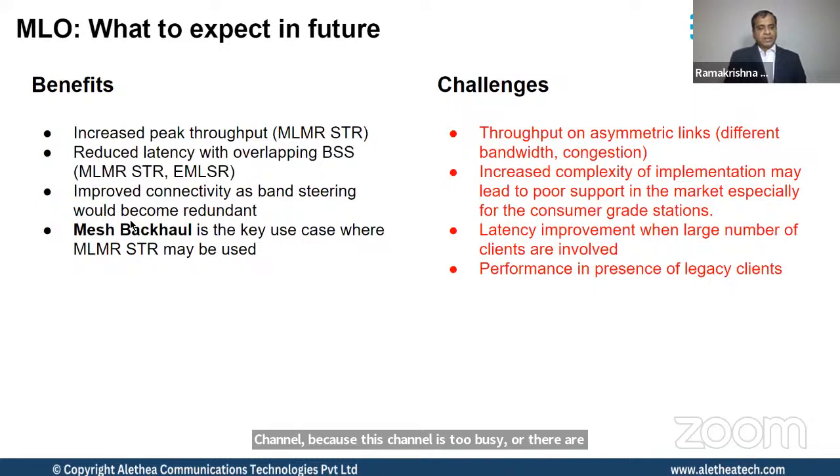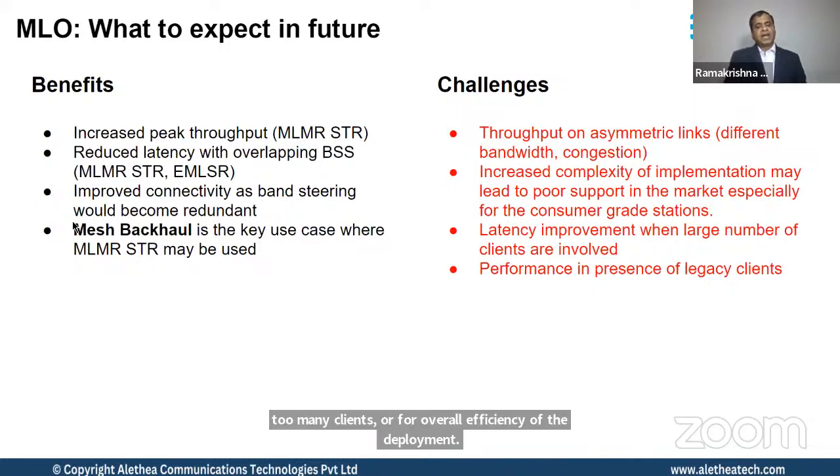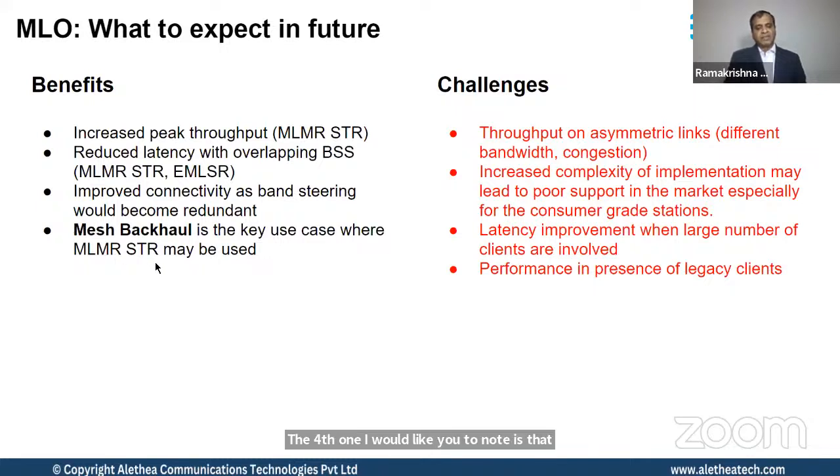The fourth one I would like you to note is that mesh backhaul can be a use case for MLMR STR, because this is a static use case, and it also needs the higher throughput that MLMR STR may be able to provide in real life. So this is something that you should note.